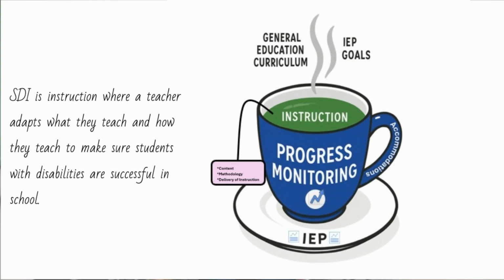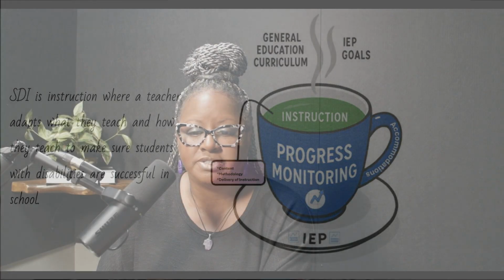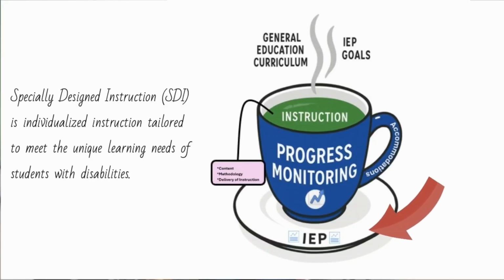The entire setup represents a student's educational program. Let's begin with the saucer. The saucer represents the IEP. Think about it. The saucer supports everything else. Without it, things can get messy pretty quickly. The IEP works the same way. It provides the foundation. It tells us who the student is, where the student currently is performing, what goals they're working towards, what services they'll receive, and what supports they'll need.